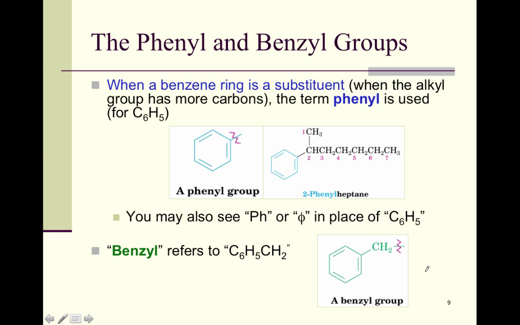Now, a benzyl is different than a phenyl. A benzyl is when we have a benzene ring and a CH2 group, and then something else is attached to that. In fact, this carbon here is the benzyl position, and these are also known as benzyl hydrogens.